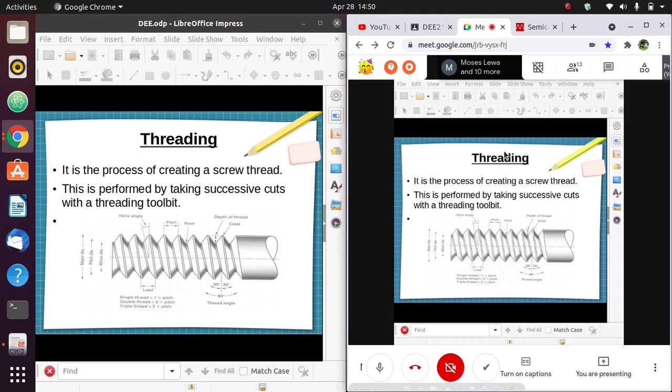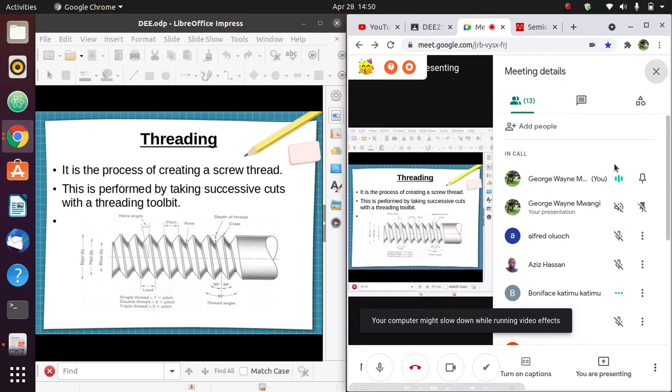Kisha, if you are going to be working with your file and you're right-handed, then you hold the handle with your right hand. Then with your left hand, unashikilia pale mbele. This is my file. If I'm right-handed, nitatumia my right hand to hold the handle, and then my left hand naeka pale mbele ya file. And if I'm left-handed, I'll use my left hand to hold the handle, and my right hand nafinyilia pale mbele.